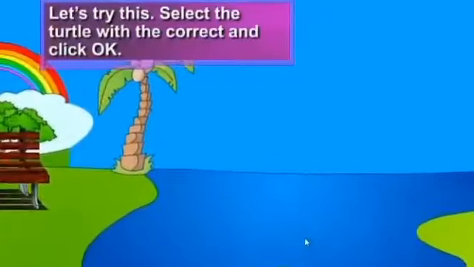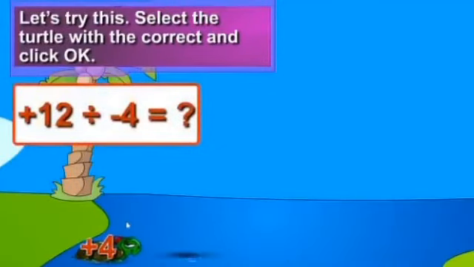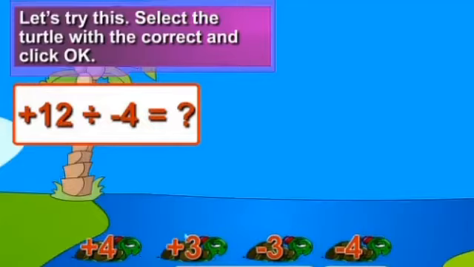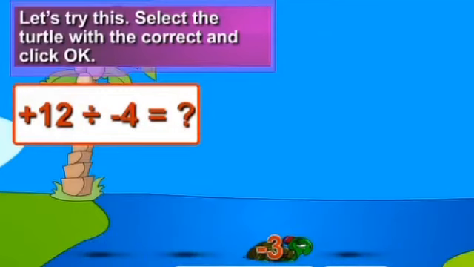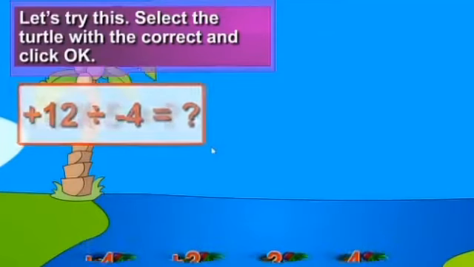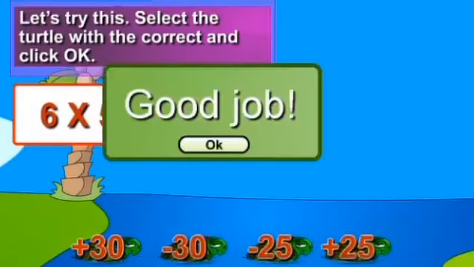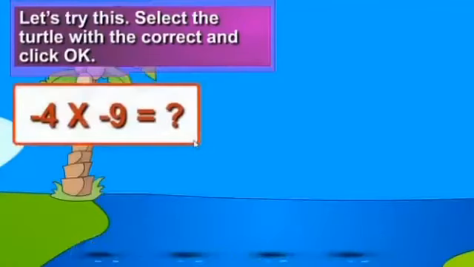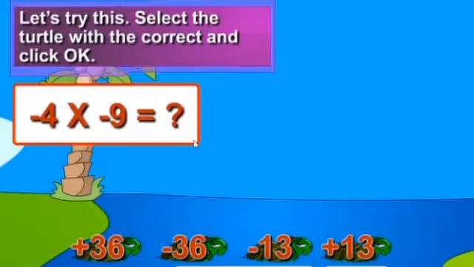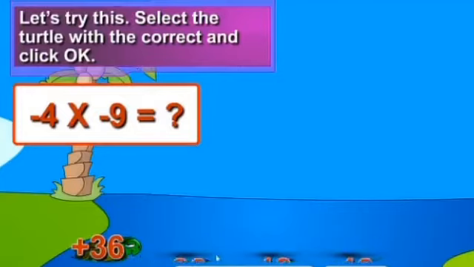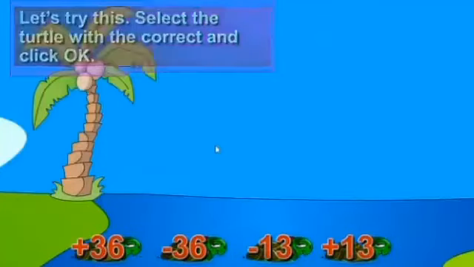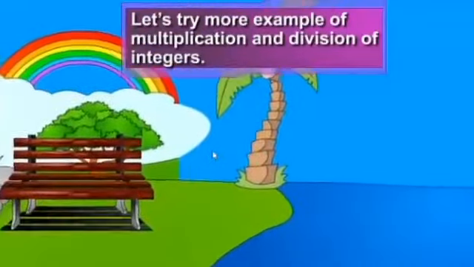Let's try this. Select the turtle with the correct answer and click OK. Negative 12 divided by negative 4 equals, positive 12 divided by negative 4 equals negative 3. Good job. Positive 6 times positive 5 equals positive 30. Is it correct? Correct. Negative 4 times negative 9. So what's your answer? Is it negative 36 or positive 36? The answer is positive 36. Good job.